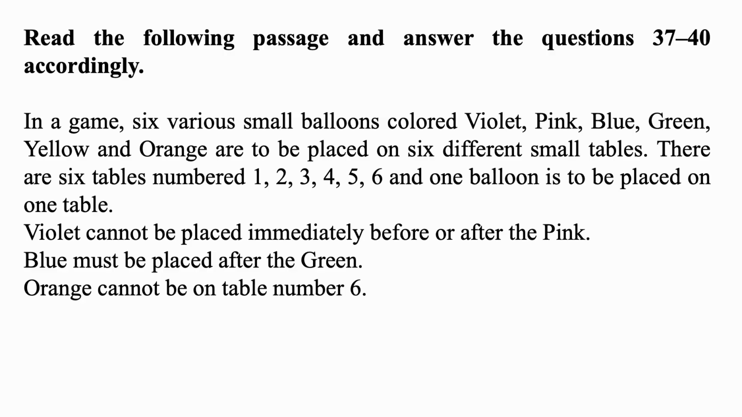Read the following passage and answer the questions 37 to 40 accordingly. In a game, 6 various small balloons colored violet, pink, blue, green, yellow and orange are to be placed on 6 different small tables. There are 6 tables numbered 1, 2, 3, 4, 5, 6 and one balloon is to be placed on one table. Violet cannot be placed immediately before or after the pink. Blue must be placed after the green. Orange cannot be on table number 6.